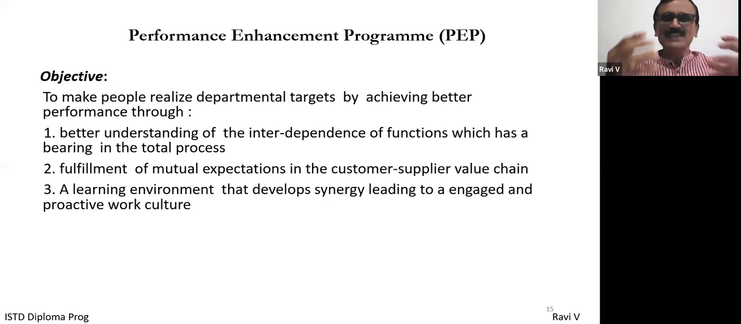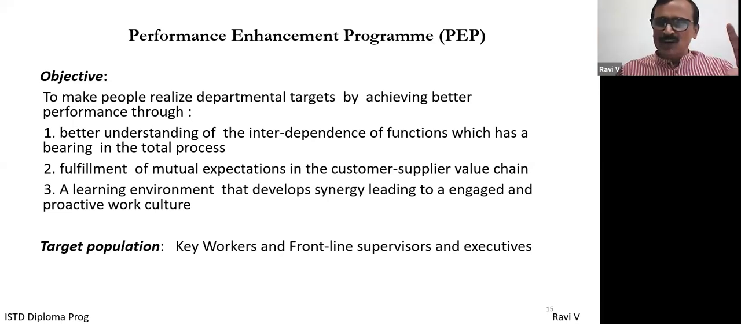So we will have to see what is the interdependence of functions which has a bearing on the total process. How can we do that by sharing knowledge and getting them to commit themselves to meet expectations, and how can we create a learning environment that will develop synergy within the team and engage them to develop a proactive work culture? This is the very objective of the PEP workshop. So the key target group identified were the key workers and frontline supervisors and executives, as I said earlier.